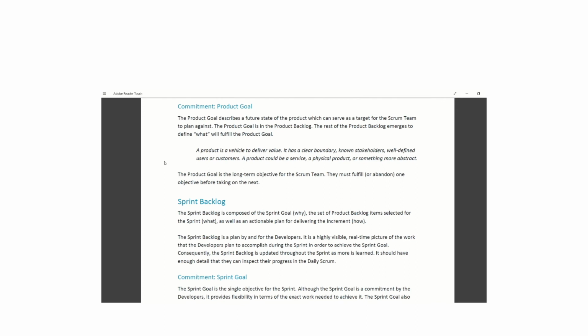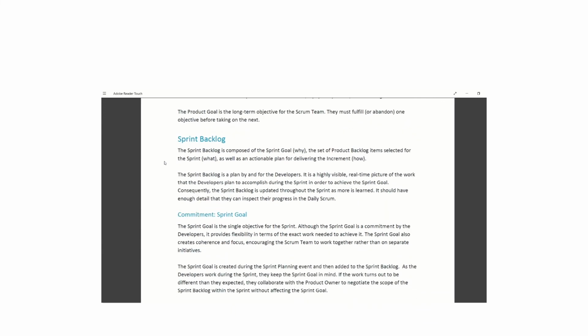A product could be a service, a physical product, or something more abstract. The product goal is the long-term objective for the Scrum team. They must fulfill or abandon one objective before taking on the next.